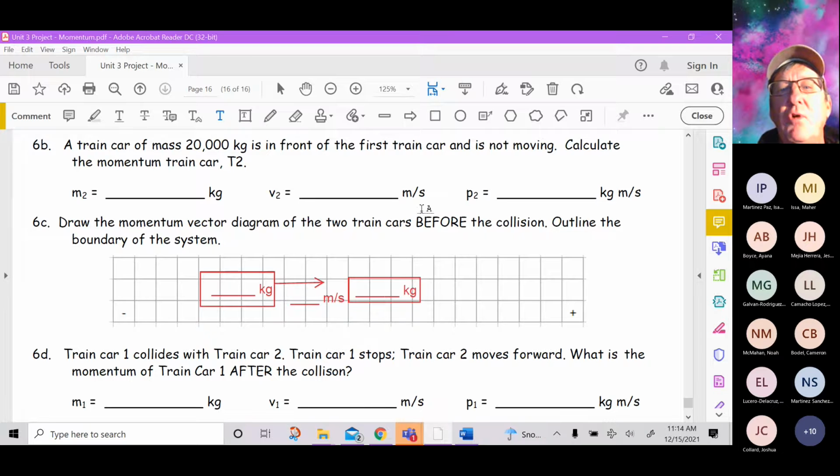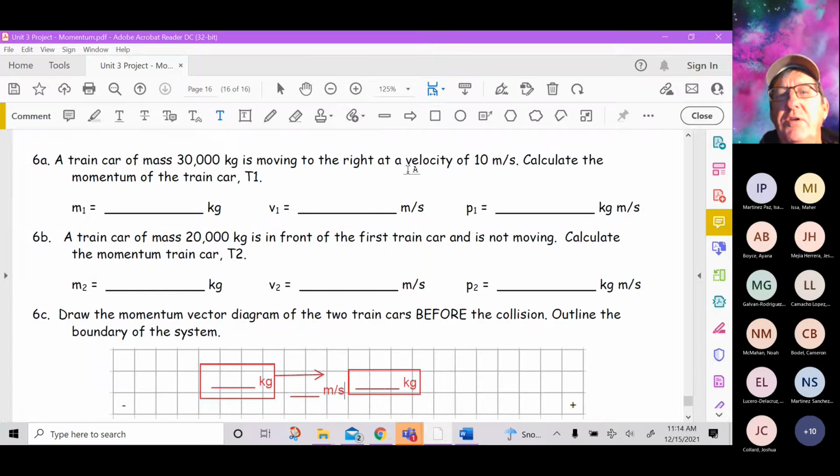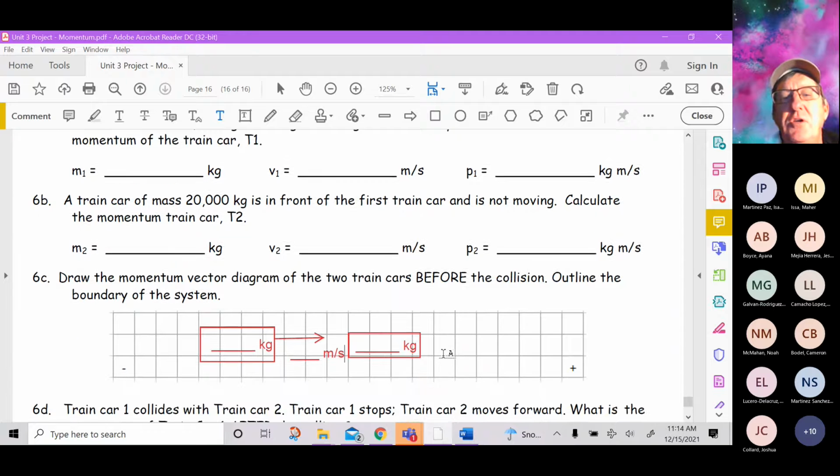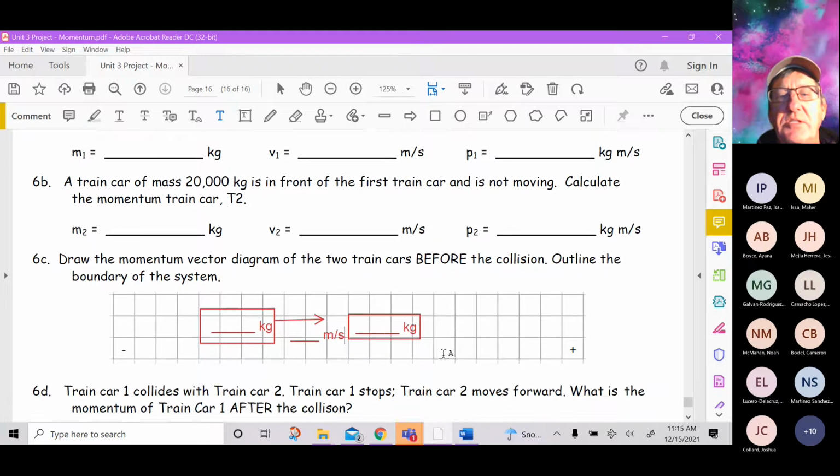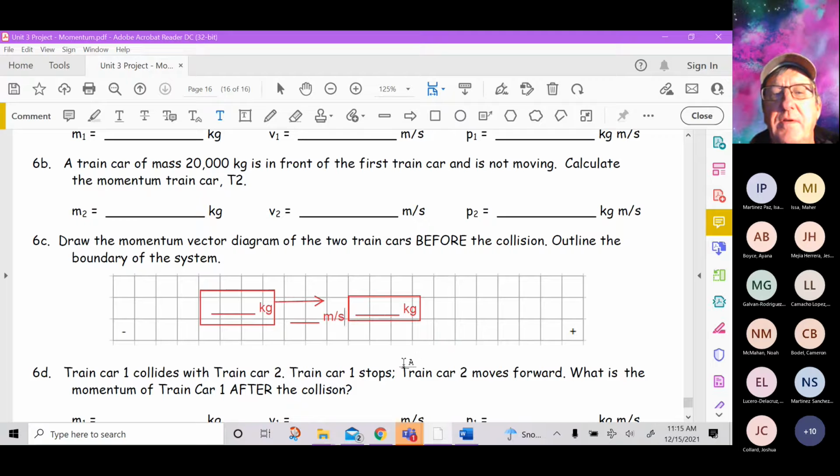We could do this problem. What if this front car was moving at 5 meters per second, a little slower? Wouldn't there still be a collision? We could do a problem like that, and I bet you guys could successfully solve that too. But we don't need to this time because it's not moving.